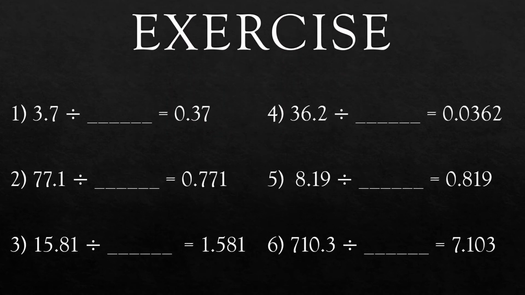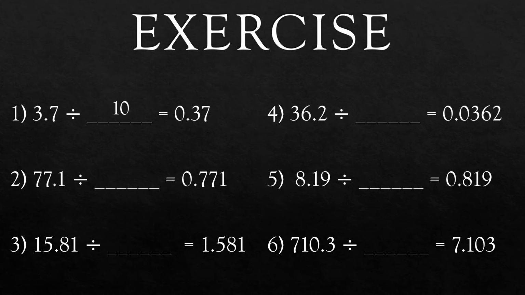Let us practice division of a decimal number by 10, 100 or 1000 and make this statement true. Question number 1. 3.7 divided by dash is equal to 0.37. How many places will you shift in 3.7 to get 0.37? 1. So what will you divide? Yes, the answer is 10.